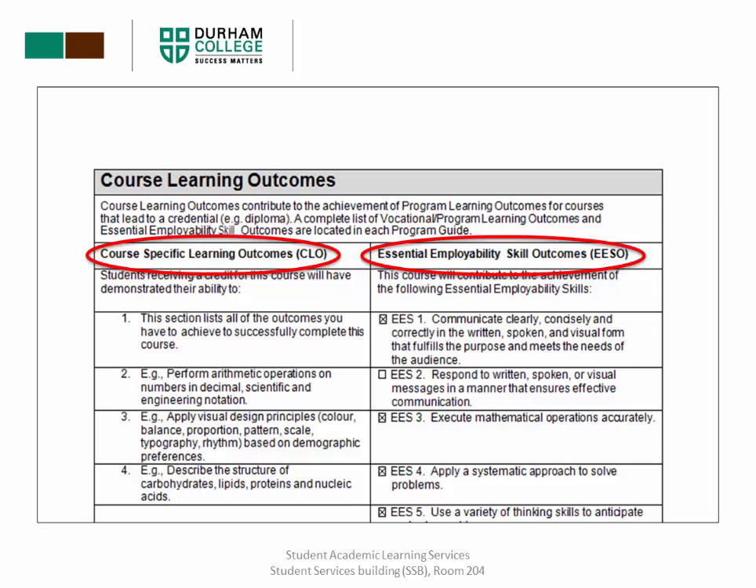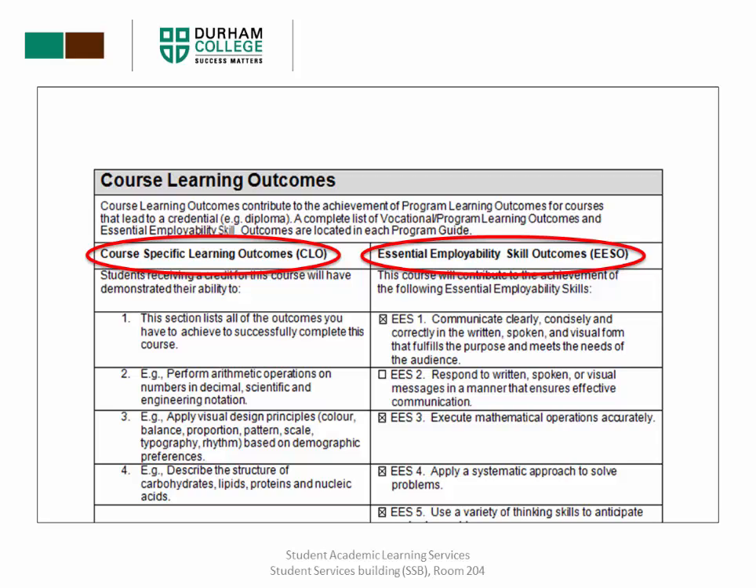These are things you will be assessed on and may include statements like perform arithmetic operations on numbers in decimal, scientific, and engineering notation, or describe the structure of carbohydrates, lipids, proteins, and nucleic acids. The right-hand column lists the essential employability skill outcomes. These outcomes describe skills that you will develop in the course that are generally translated to the workforce.